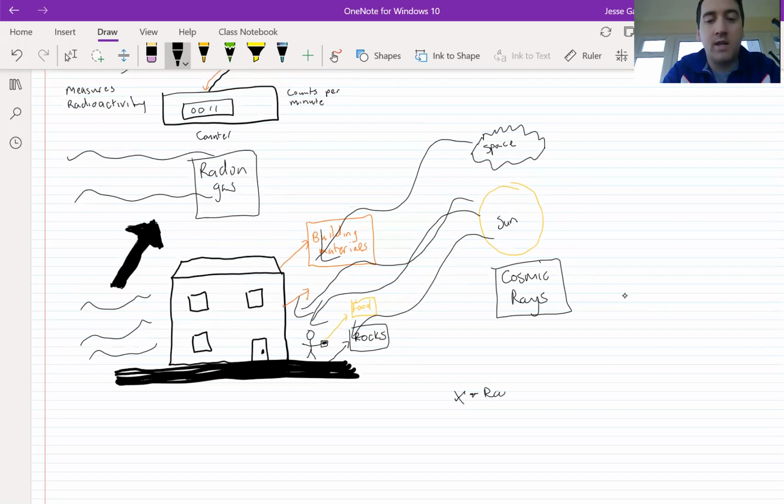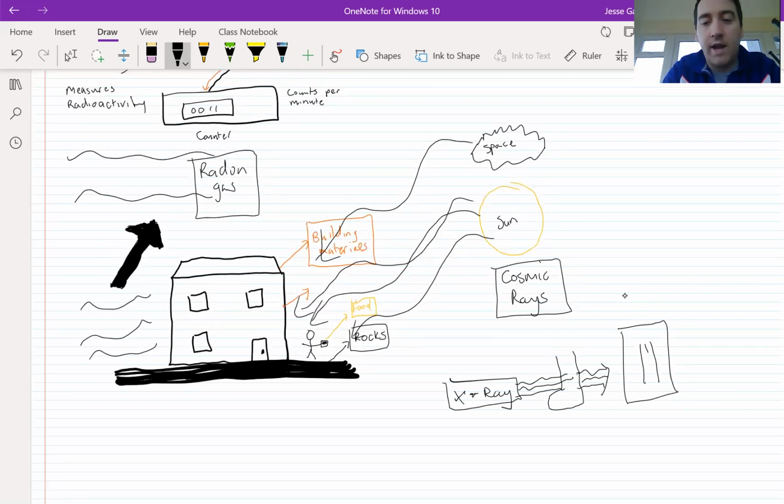Another place where we can find this low-level radiation is in hospitals, for example, in X-ray machines. X-ray machines use basically gamma rays to fire radiation at your leg and measure it when it comes out the other side. This helps them to make a picture of the bones of your leg. So this is an X-ray. Obviously this is firing out radiation, and it's going to be a source of low-level radiation.